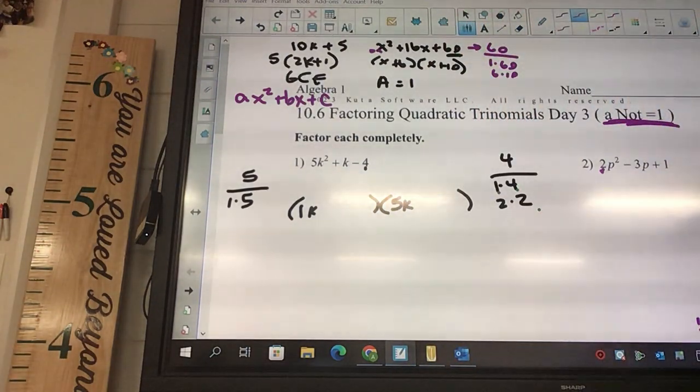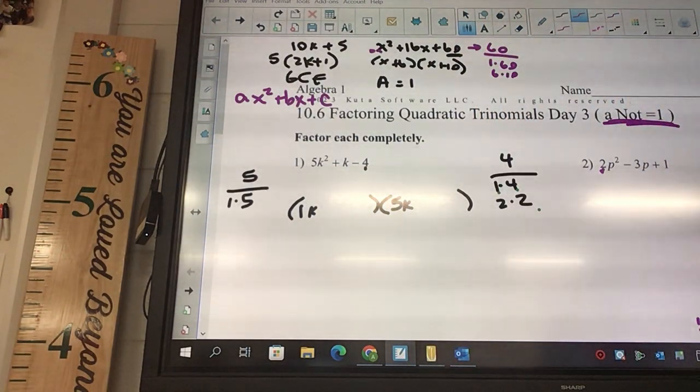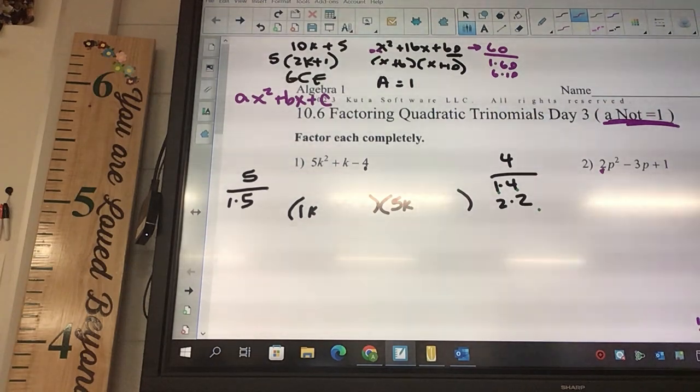So, what would you like to pick? 1, then 4, 4, then 1, 2, then 2. 4 and 1, okay?